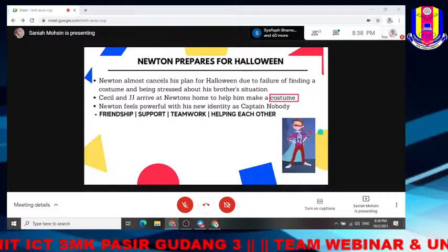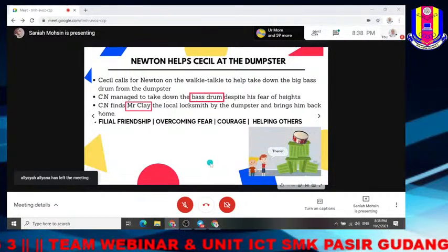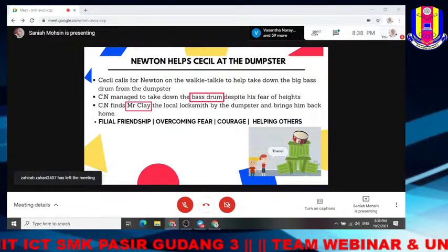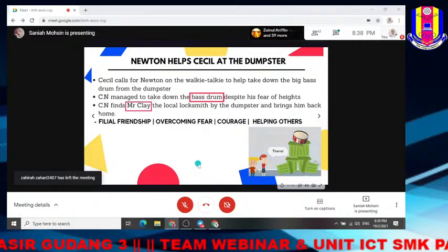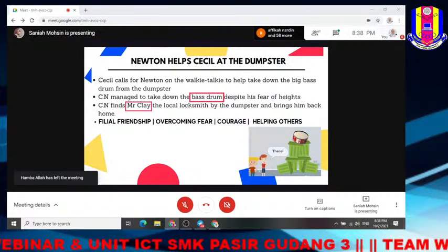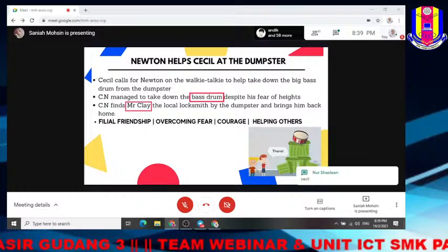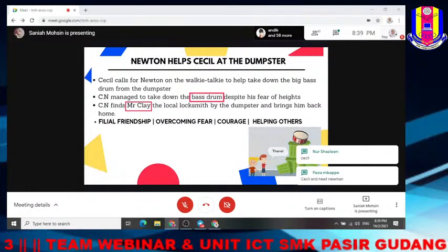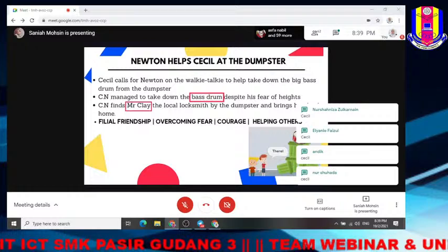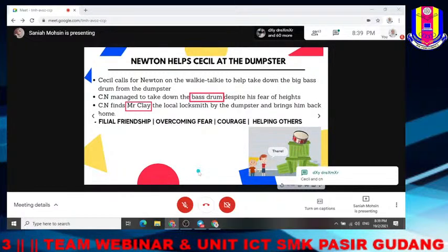The next one after the costume will be the big bass drum. Untuk big bass drum, siapa ingat ada two main characters dalam event? Who are the main characters in the event big bass drum? Siapa boleh bagi tahu saya? Bagi dalam chat box sikit. Captain Abadi, yes. There is one best friend that is involved in the big bass drum. Siapa ya? Cecil ke JJ? I see here Charlene said Cecil. Fiza, we got Cecil and Captain Nobody. Alright, Cecil. Good. So in this event, the characters are Cecil and also Captain Nobody.